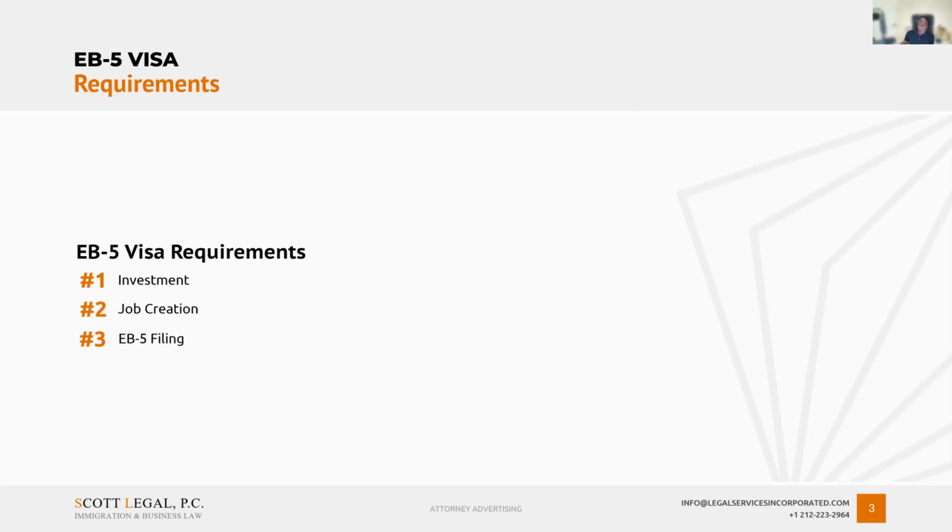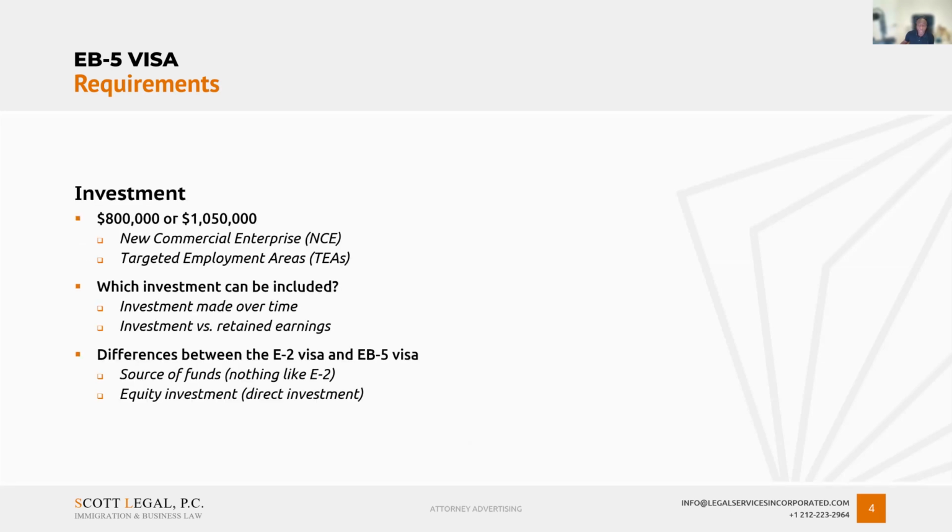So the key requirements when you're looking at EB-5 are investing money, and we're going to talk about that in more detail, and creating jobs, right? Those are the key two requirements. And then the other thing we're going to do during this presentation is spend some time looking at exactly what you file when you're doing an EB-5 petition.